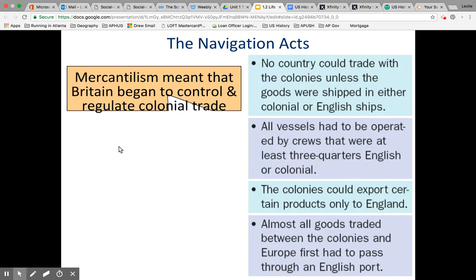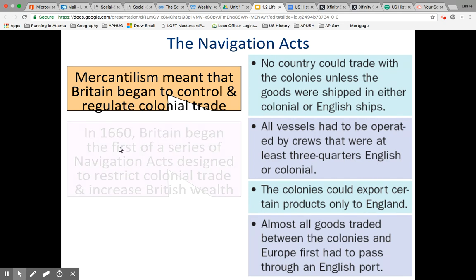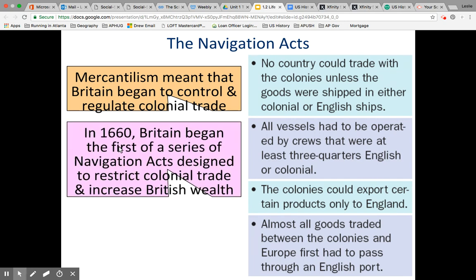So mercantilism meant that Britain wanted to control what was happening in the colonies. If I'm going to make money from the colonies, I need to make sure the colonies are following all of the rules. And so they pass what are called the Navigation Acts to regulate colonial trade. In 1660, Britain began the first series of Navigation Acts designed to restrict colonial trade and increase British wealth, which is a key characteristic of mercantilism, because again, mercantilism is all about making the mother country wealthy.